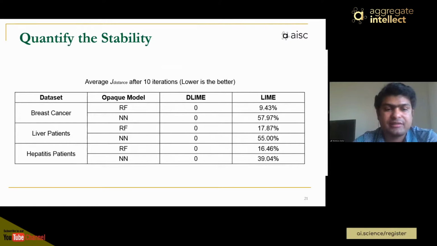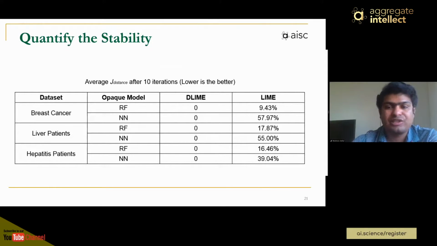On the breast cancer dataset, we used 2 black box models. One was random forest and one was neural network. We used both models as a black box. In case of DLIME, every model is generating the same explanations. But in case of LIME, you have a significant amount of difference. In case of random forest, you have 9.43 distance, and in case of neural network, you have 57% distance. So it is a huge difference.